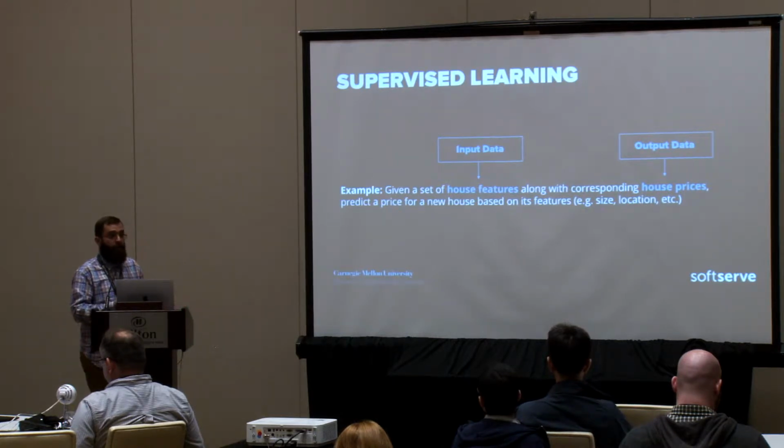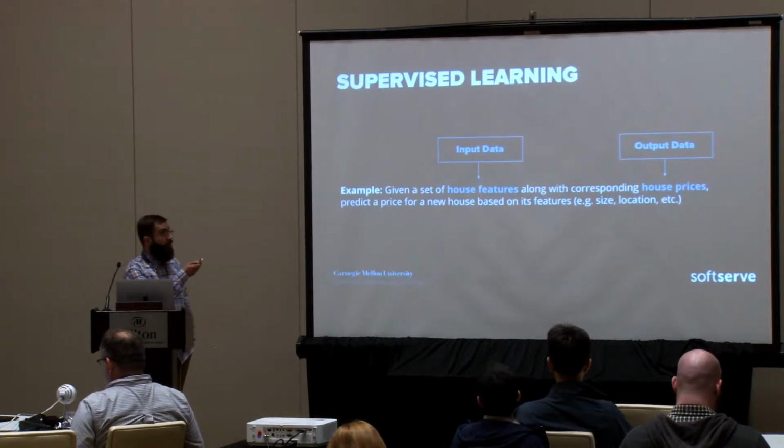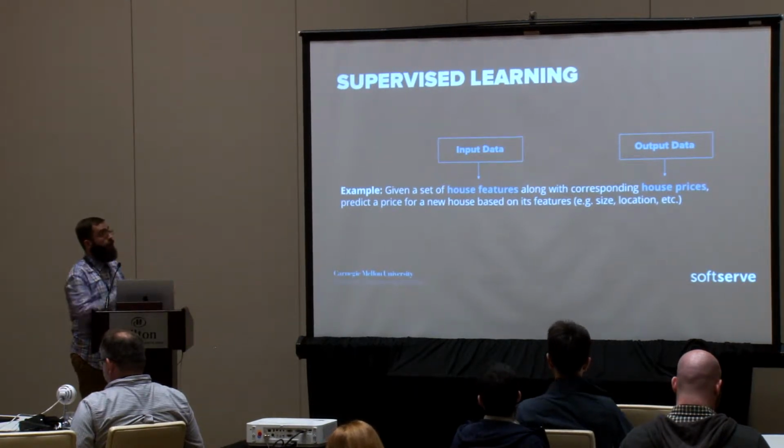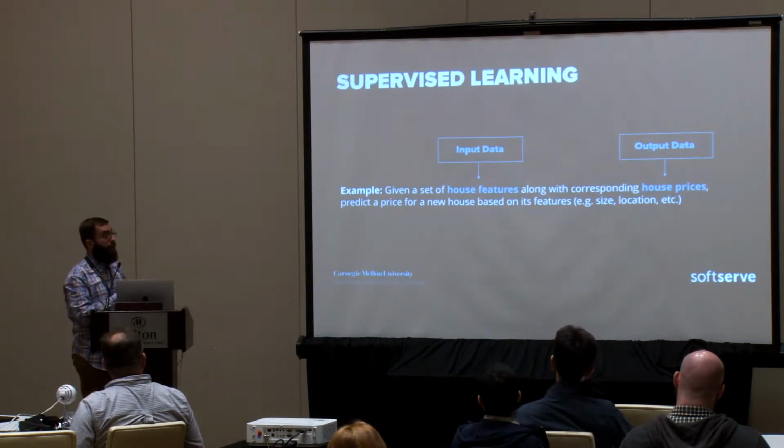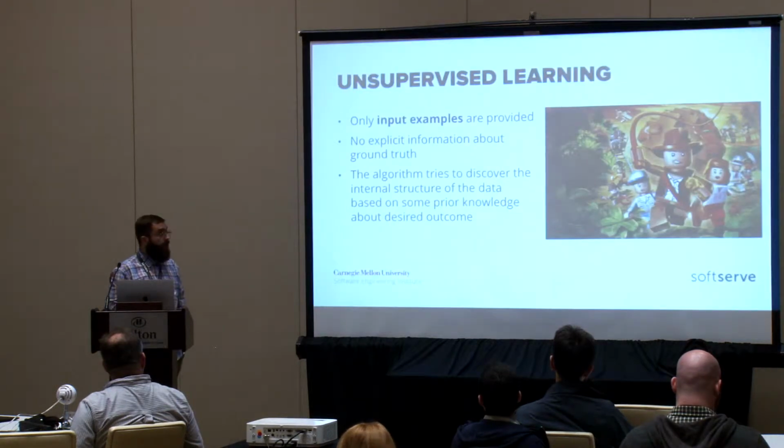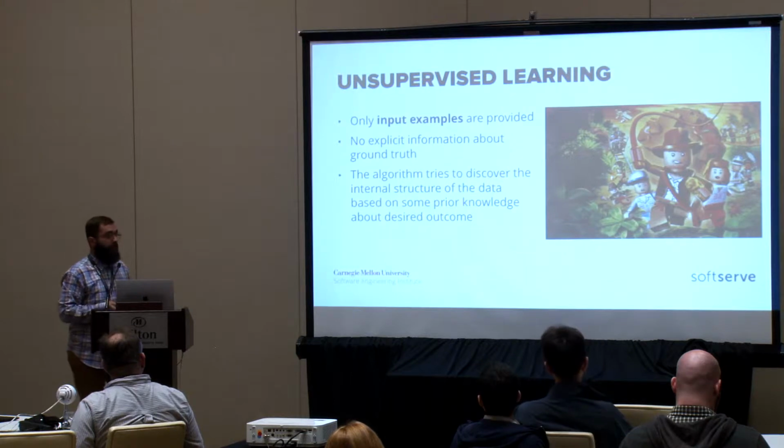You can use it, for instance, if you work for Trulia or Zillow, for your customers to come up with the best price for their properties. In this example, input data would be house features and output data would be the actual price. The goal of the model in the end would be to predict house prices based on those features. Another setting is unsupervised learning.